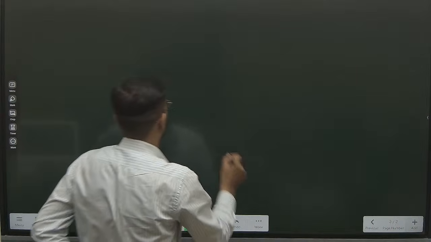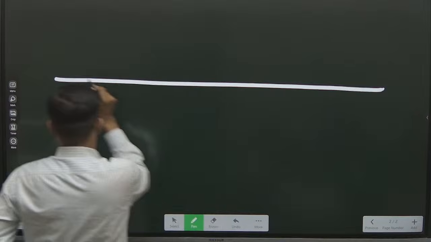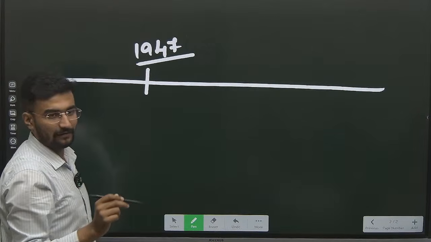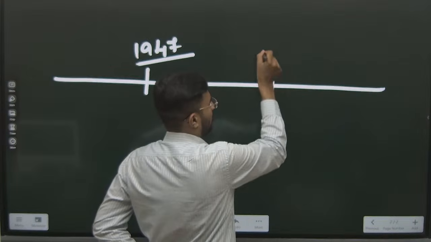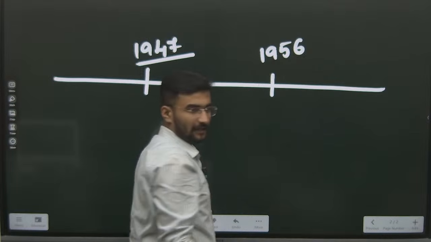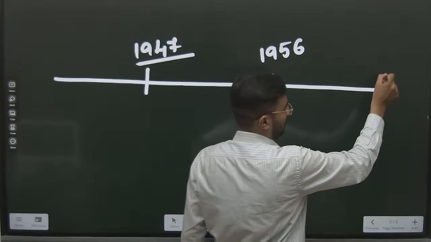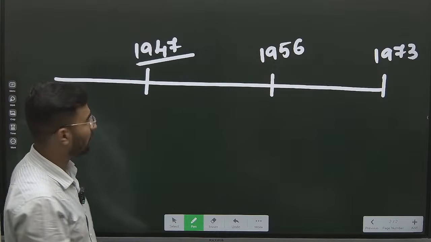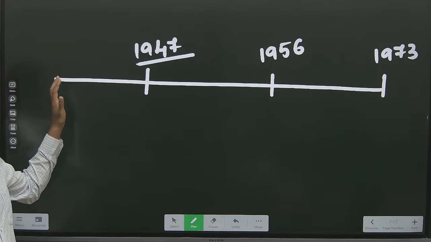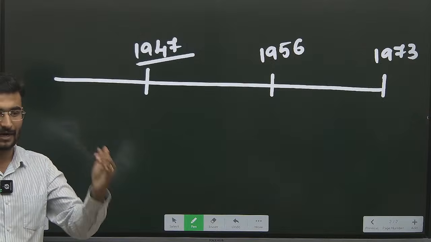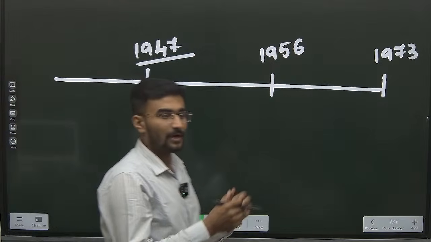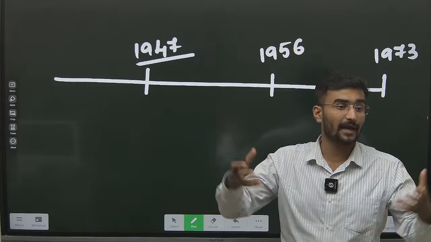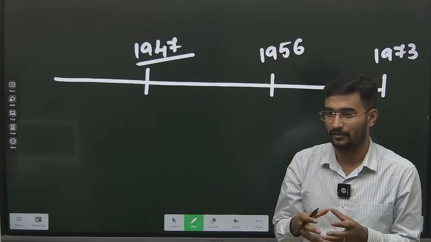The first concept here is we can take it before 1947, the second one before 1956, and the third one before 1973. Now before 1947, what was the type of administration we had with respect to Karnataka? Karnataka was being ruled by various princely states and various provincial authorities.